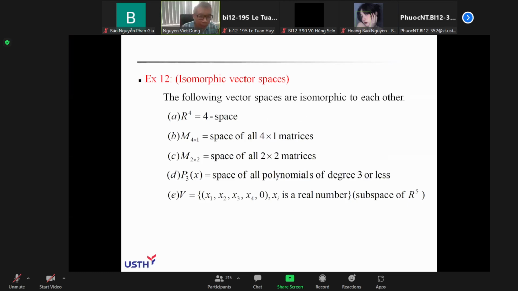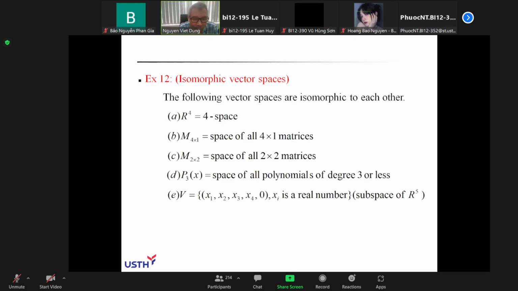The next one, we consider M4 by 1. That is the space of 4 by 1 matrices. That is a column matrix which has 4 entries. And the third one, we have M2 by 2. That is the space of 2 by 2 matrices, square matrices of order 2. It also has dimension 4. And the next one is the space of polynomials of degree less than or equal to 3. It has dimension 4 because it has a standard basis consisting of 1, x, x squared, and x cubed. We have 4 vectors in the basis.